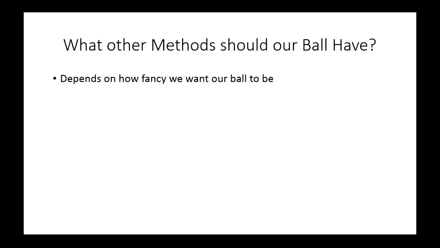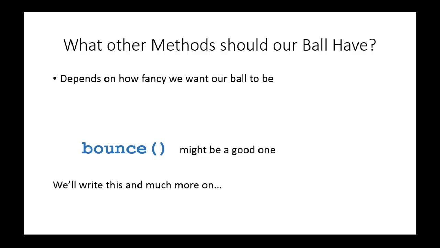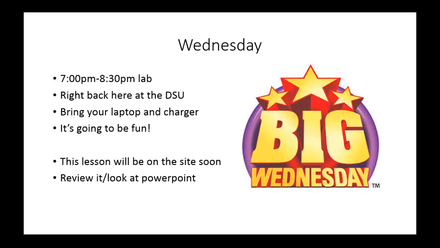Well, it depends on how we want our ball to behave, right? What other abilities do balls have? That's pretty tricky. Maybe you have a spin ability or a bounce ability. It's all up to you. You can code however much or however little you want to make your ball do as many things as you want. And so we're going to be writing stuff like this, and a bunch of accessor methods and constructors and stuff like that, all on Wednesday in lab.